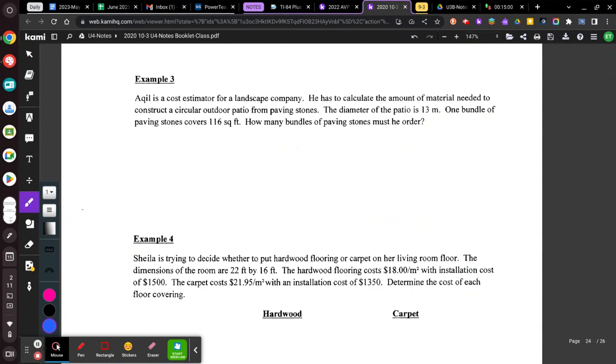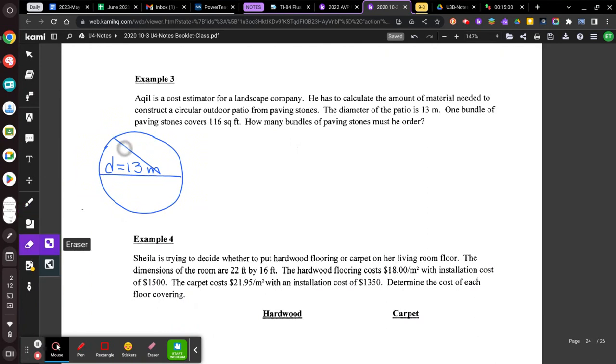Example 3 says, Akila is a cost estimator for a landscaping company. He has to calculate the amount of material needed to construct a circular outdoor patio from paving stones. So if it's going to be a circle, we are dealing with pi. It says the diameter all the way across is 13 meters. It says one bundle of paving stones covers 116 feet squared. Now it says, how many bundles of paving stones do you have to order?